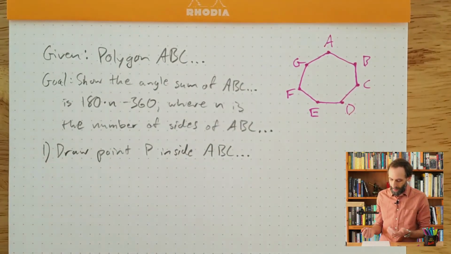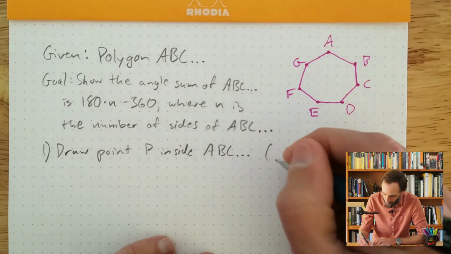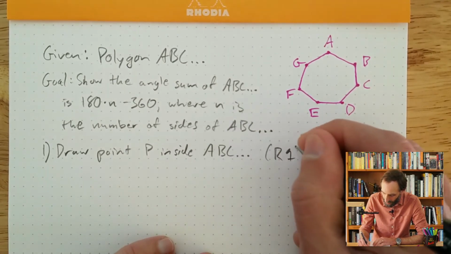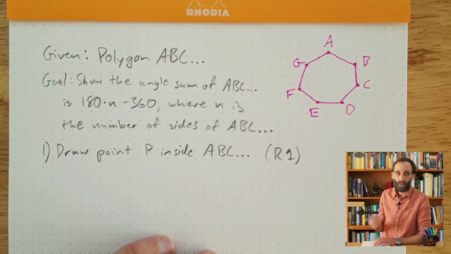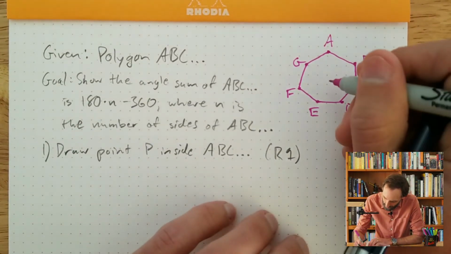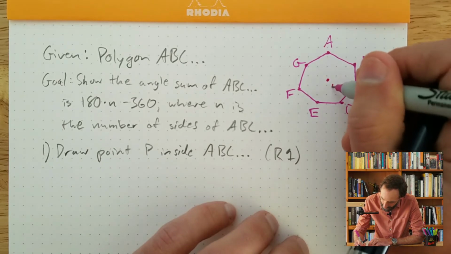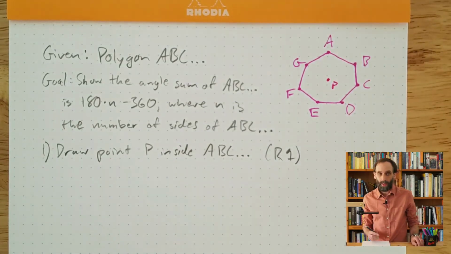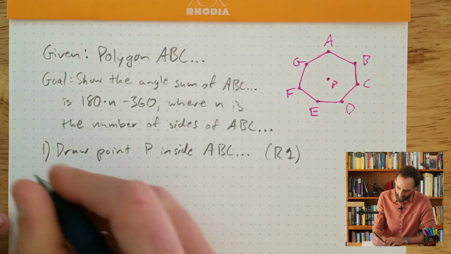Okay, now thinking about our axiomatic system, how do we justify that we can draw a point P inside the polygon? Well, that of course is rule number 1. I'm going to abbreviate as R1. It says I can put a point anywhere. So I'll go ahead and just do it here with my marker, make it pretty. So I'm going to call it P, point P.